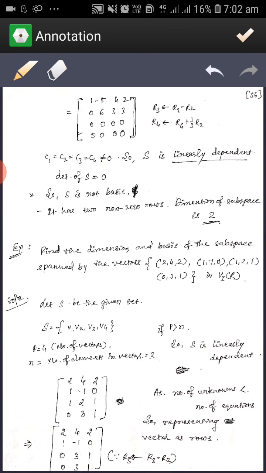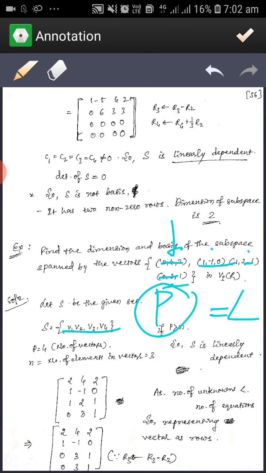So the next one, take the next problem. Here we have again 4 vectors, v1, v2, v3 and so on, but the number of elements is 3. Like earlier, p is nothing but the number of vectors, v1, v2, v3 up to vp. Number of vectors is 4. And n is the number of variables in one vector, so n is equal to 3 and p is equal to 4.